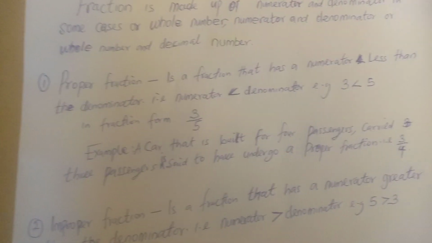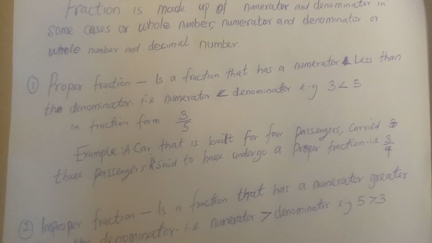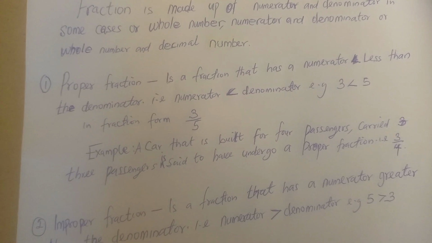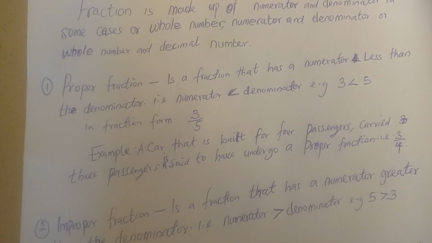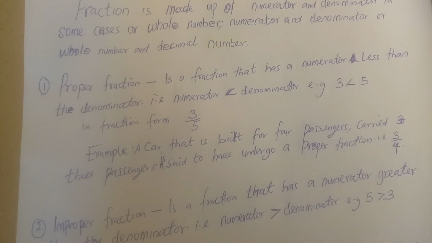Example, you have a car that is built for 4 passengers, carried 3 passengers, is said to have undergone a proper fraction, that is 3 over 4.